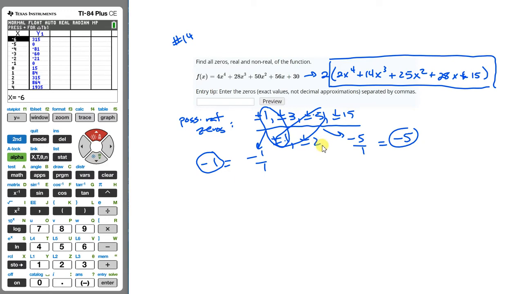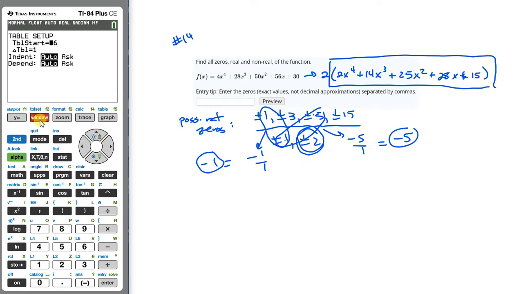Now, what about halves? Could there be some halves that are zeros? If there are, it'll speed things up because I've got to find 4 different zeros. That's a lot of work, all right? How would I check halves? Why am I going to check halves? Because I see there's a 2 on the bottom. When there's a 2 on the bottom, that means we're plugging in halves. How can I check some halves?